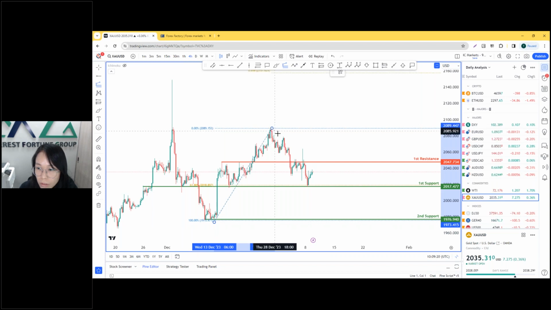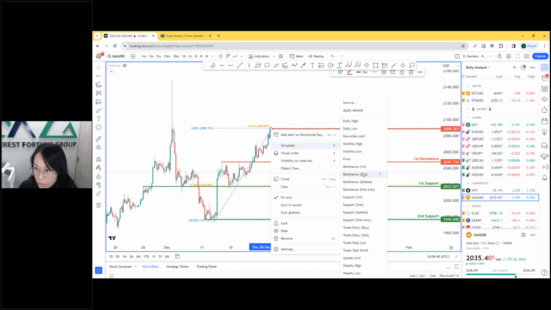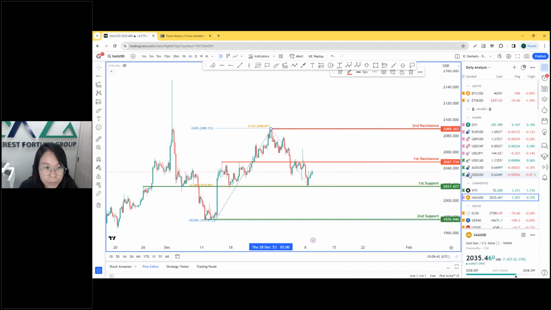Look for projection. Okay, and since price has bounced off, the projected level the price could go up to is here, 0.89, which can also be our second resistance level. But before that, it could rise up to the second resistance.